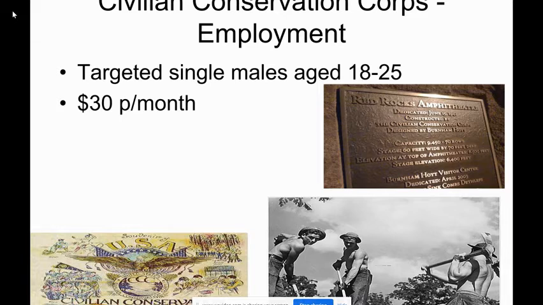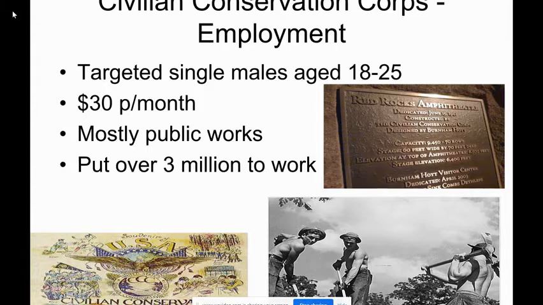And I know that doesn't seem like a lot, but back then it was enough that it was reasonable money. And then that $30, most of it went back to their family. So $25 of the $30 went back to their family, so like their mom and dad, and they kept $5 of it. Again, it was mostly public works, and it put over 3 million men age 18 to 25 to work.